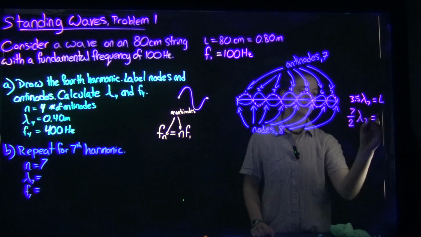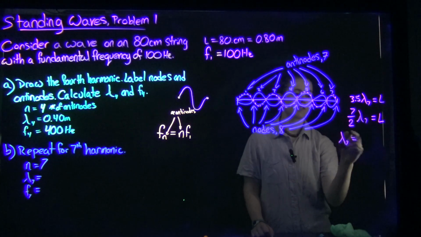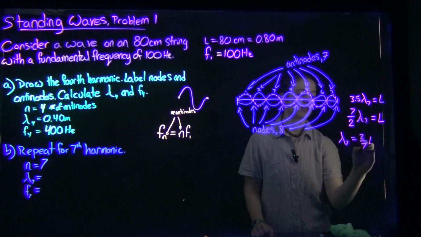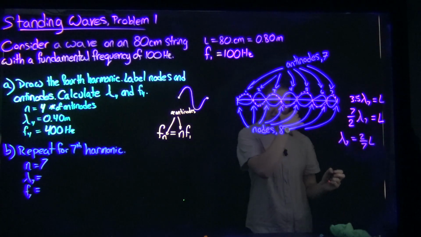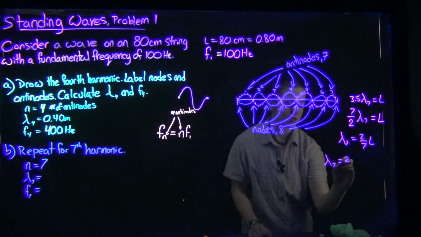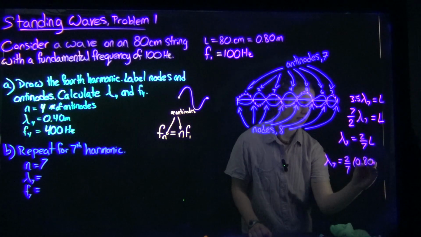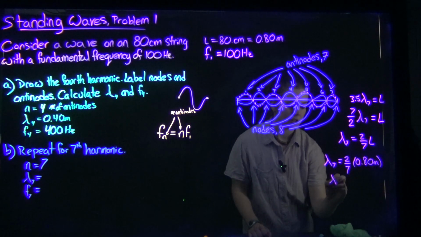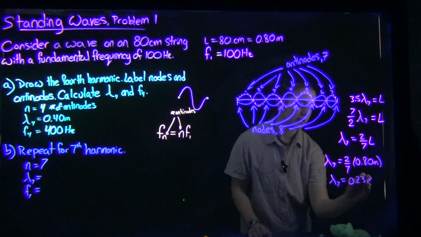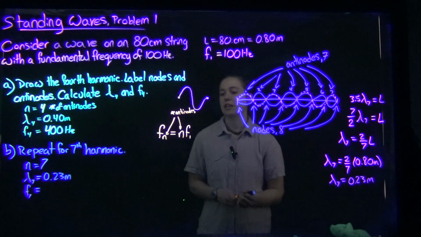Lambda. So now we can solve for lambda. We're just going to divide both sides by 7 halves. We're just going to multiply this side by 2/7. So it's going to be 2/7 times 0.80 meters. And that turns out to be 0.23 meters. Next, we need to find the frequency.